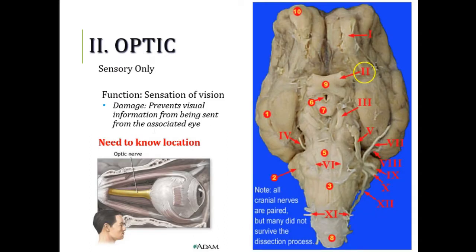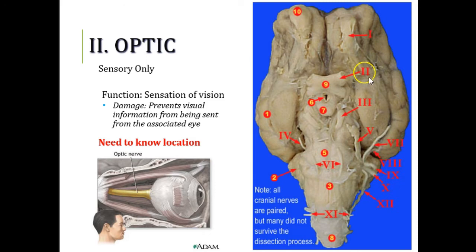So moving on to the next cranial nerve, which is the optic nerve. This is also a sensory nerve only, and it detects your vision. So damage to this would essentially cause blindness. You wouldn't be able to send information from your eye to your brain. So without that pathway, there is no sight. We have to be able to process what we're seeing in order to actually know we're seeing something.